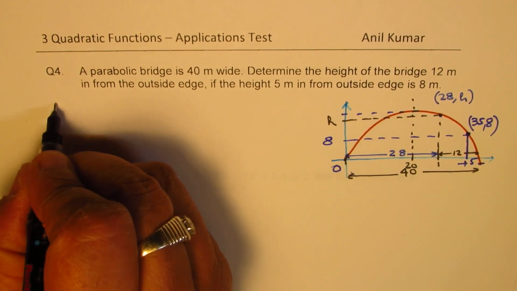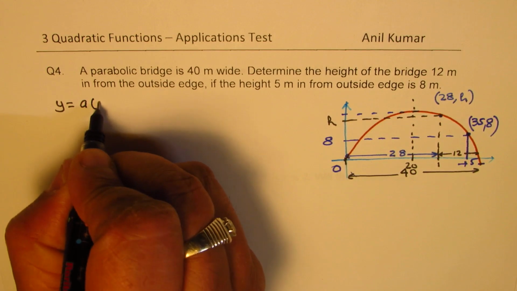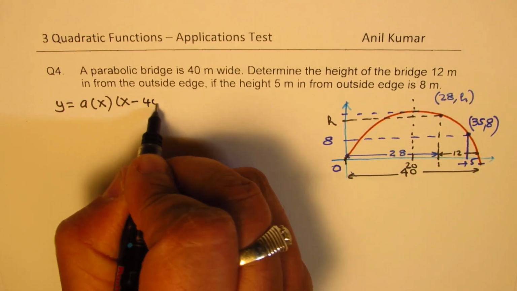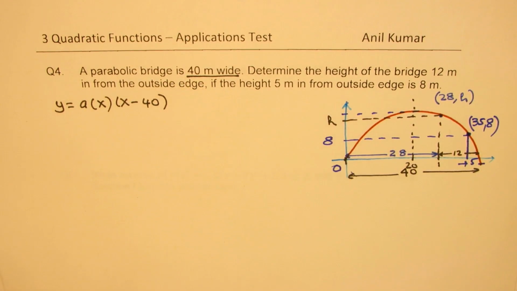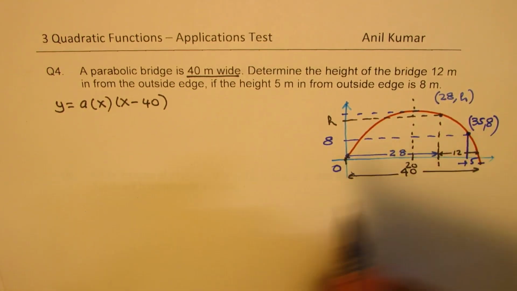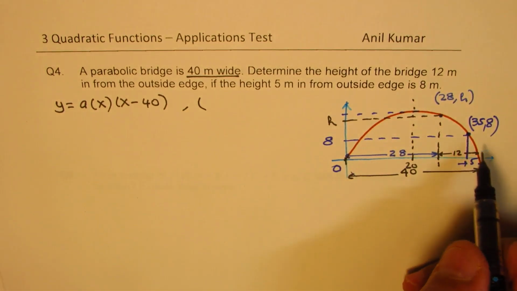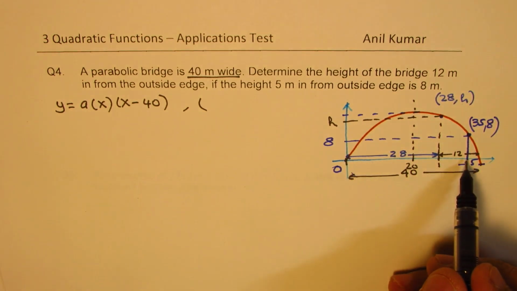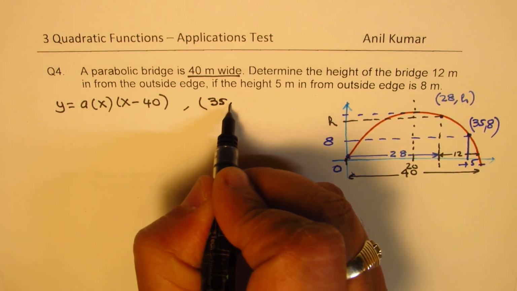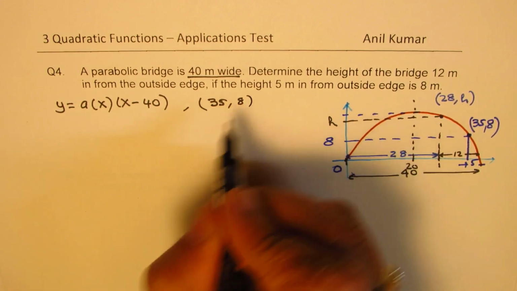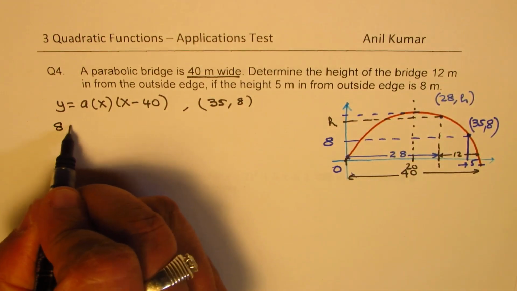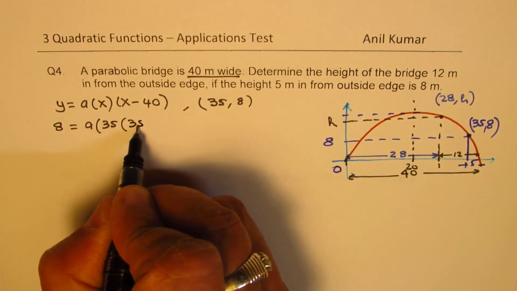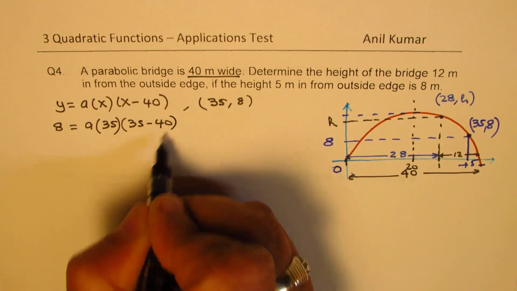So let's first write down the equation of the bridge will be a times x. We are taking this at the origin and the other intercept at 40 meters wide. Is that clear to you? Now we are given a point here, and the point is when it says 5 meters in, that means it is 35 meters away from the origin. So the point is 35. It is 8 meters high, right? So we'll substitute this point. So 8 equals a times 35 times 35 minus 40.